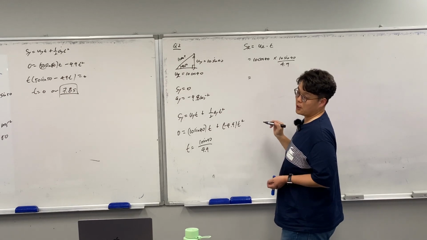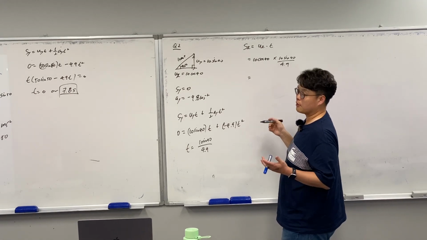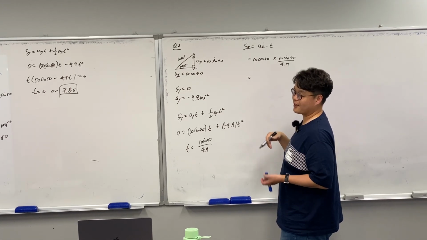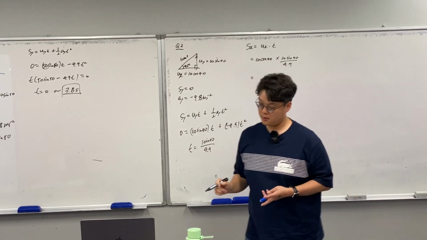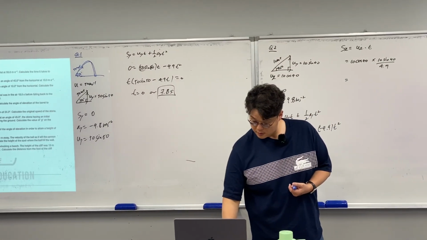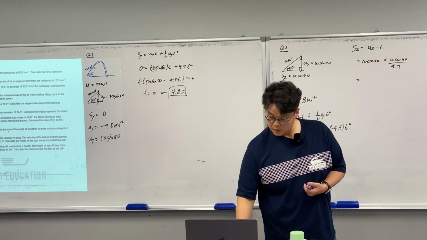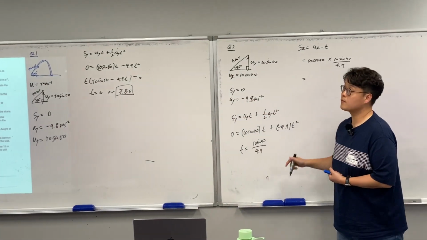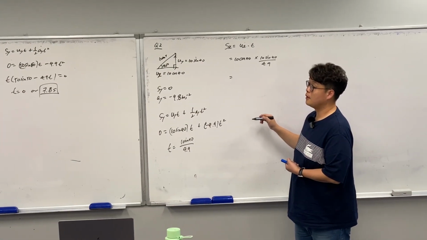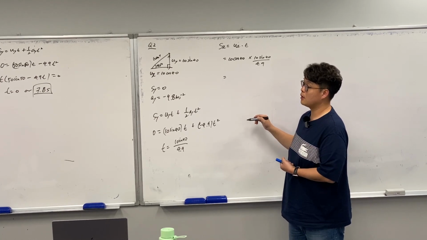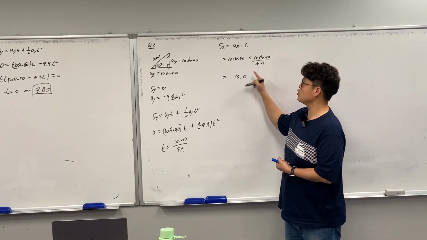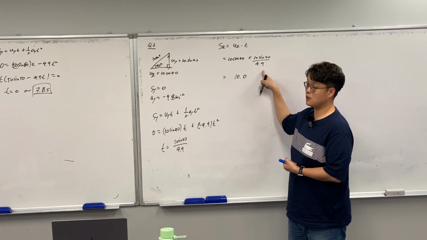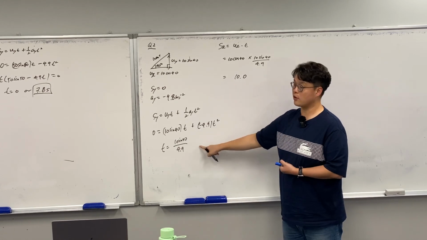I don't have a calculator, so you can be my calculator today. Calculate the values for me. 10.1? 10.6? So it's actually 10.0. Using the exact values it's 10.0, but when using the rounded value, it turns into 10.1.